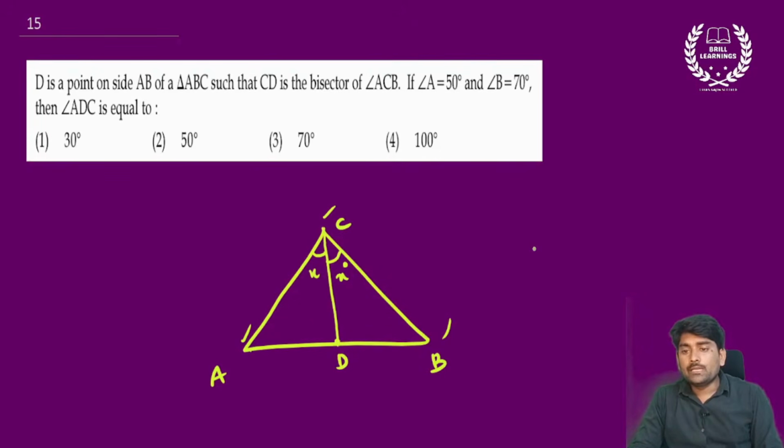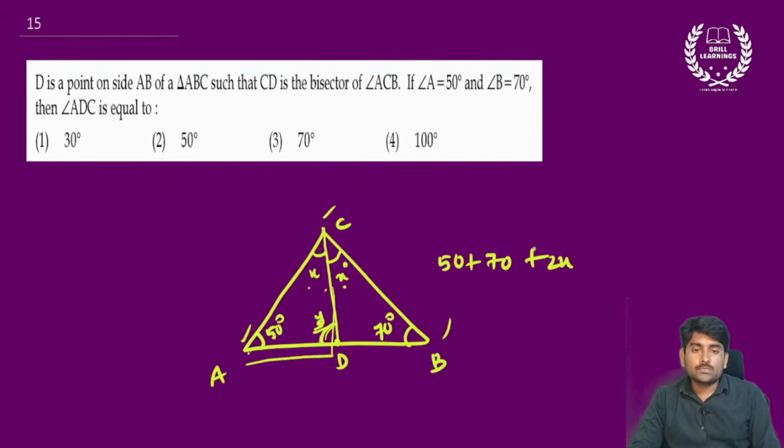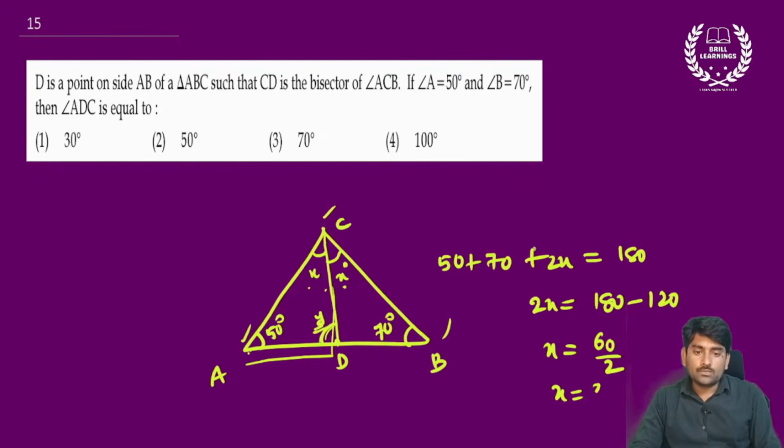If angle A is 50 and angle B is 70 degrees, we need to find the value of angle ADC here. Now, what is the sum of all angles in a triangle? It is equal to 180. So 50 plus 70 plus, here we have 2x, is equal to 180. So 2x equals 180 minus 120. x equals 60 by 2, which gives us 30 degrees.